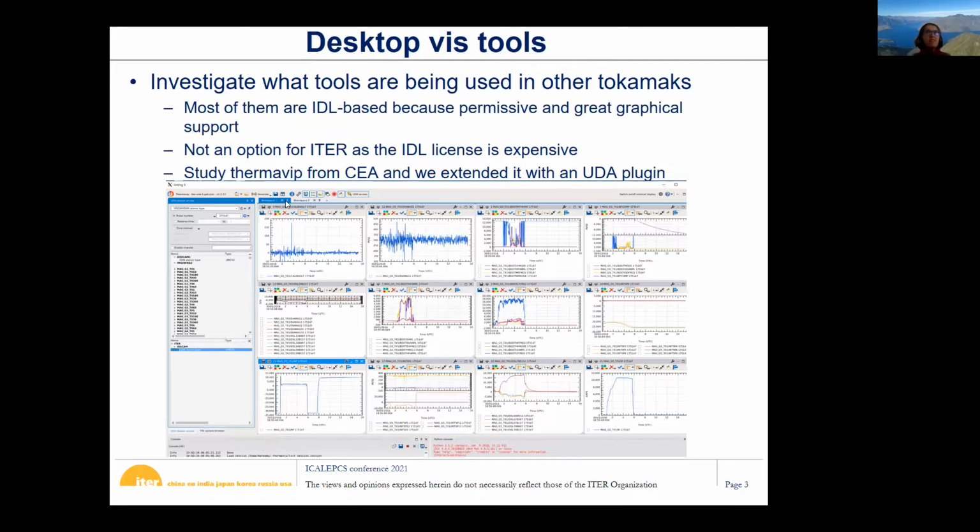So how did we start the development of this tool? We looked at what the other tokamaks are using to visualize data. Tokamak operation for fusion is a little bit different. When you operate, people start a pulse, which could be 5 seconds or maybe longer depending on what you're doing, and what they really want is to be able to plot while the pulse is going on.